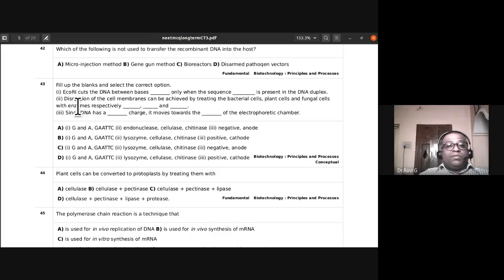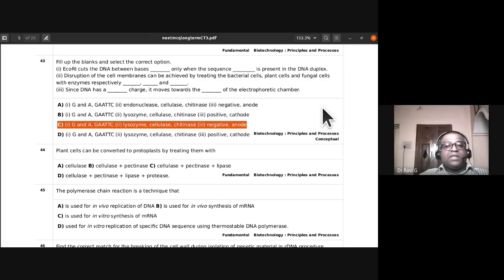Now, since DNA has a negative charge, it moves towards the dash of the electrophoretic chamber, anode plate of the electrophoretic chamber. So C is the right answer. Correct? Have you all written the same? Yes, sir. Yes, C is the correct answer.